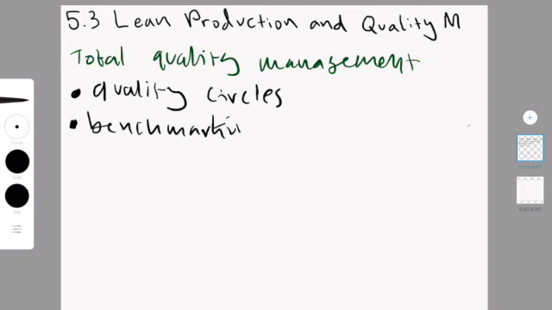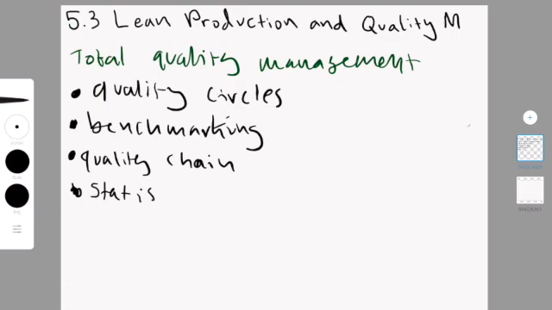Then there is benchmarking, which is setting up standards for yourself, which are usually compared to your competitors. Essentially you're like, my competitor uses this much money, their budget is this, so I want to use this or less. You're setting up different standards that you have to meet. Then there is quality chain. This is making sure to check every part of the chain. So for instance, there has to be quality in your supplier and also quality in your after sales services.